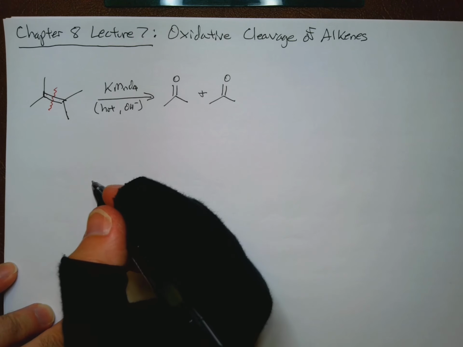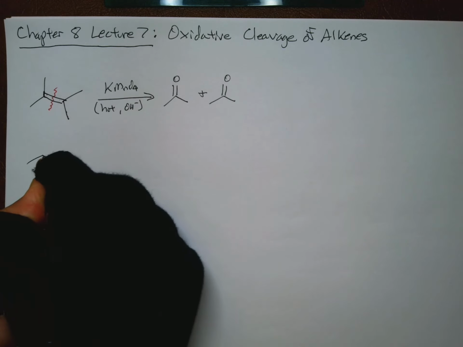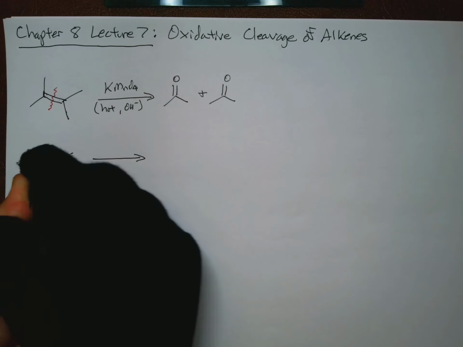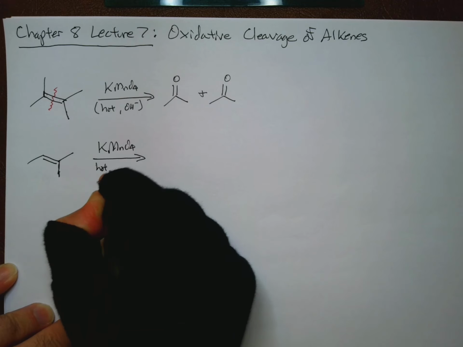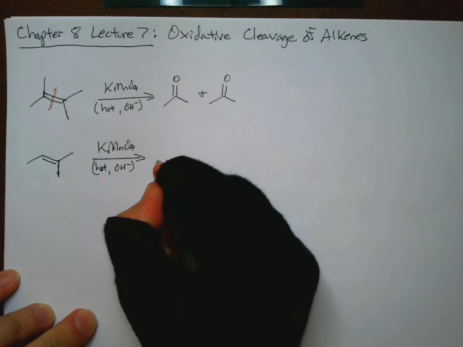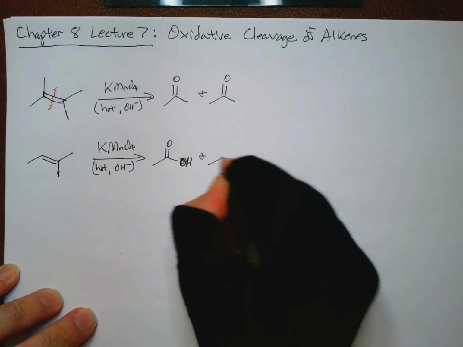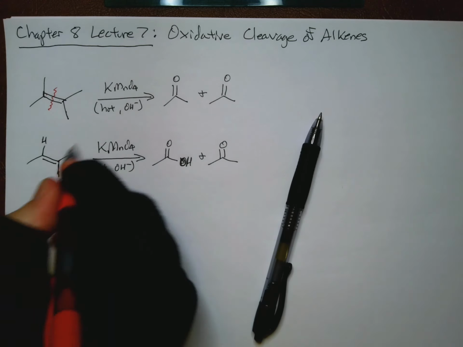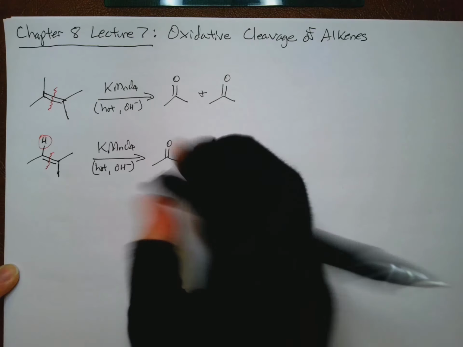Now there's some interesting features to this reaction. Let's say we have this alkene, and we use KMnO4, hot and basic. We will get, so I have a hydrogen there, and with permanganate, when I cleave that, I actually end up oxidizing at the hydrogen as well, and I get a carboxylic acid.